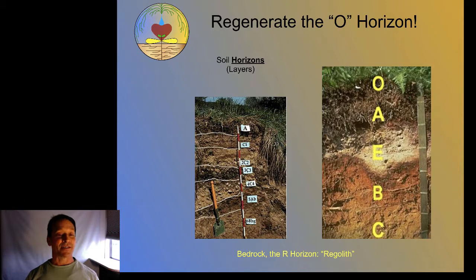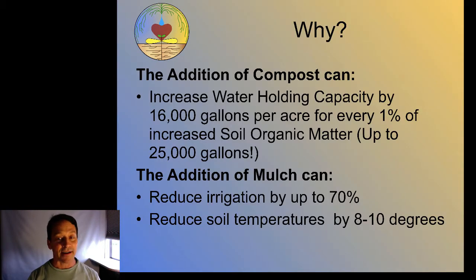So again, we're going to look at what our intent here is. We're trying to mimic the natural O horizon that's in the soils. That's that layer that's above the topsoil. So you've got your duff layer of your organic matter, that's your mulch, and then you've got that that's been broken down, that's your compost layer. And if we can recreate that, then you can set up nutrient cycling in the plants, and it works fantastic. So why? It increases water holding capacity, right?